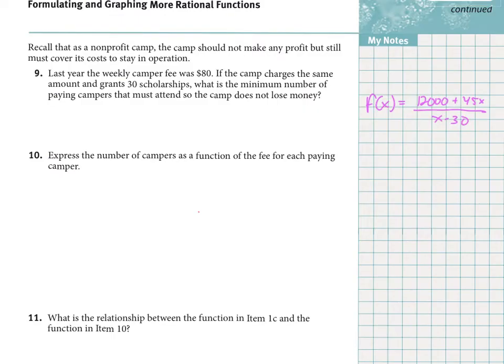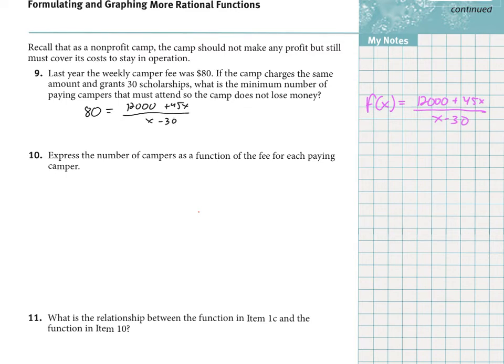Okay, so now we want to use this function to answer some other questions and see some connections. You'll notice I brought the function with me over here on the right-hand side, and I'm going to use it to answer the questions on this page. So as we look at this together, we're looking at the weekly camper fee being $80 in question 9. If the camp charges the same amount and grants 30 scholarships, what is the minimum number of paying campers that must attend? So the fee is going to be $80, which means it's going to go in for the f of x. So the 80 is going to be on the left-hand side, and on the right-hand side, our equation is still going to be there, 12,000 plus 45x all over x minus 30. So the challenge is to solve this.